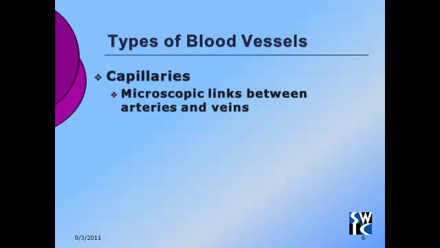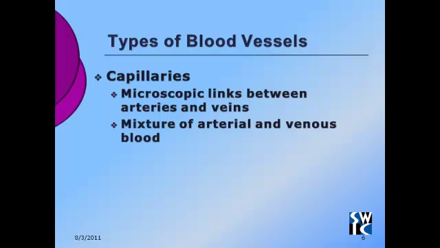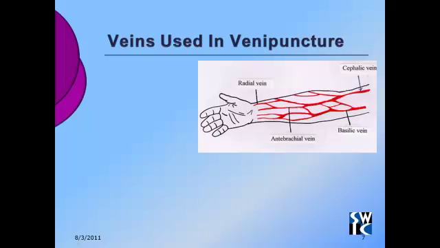Capillaries are the microscopic link between arteries and veins. Many capillaries are only wide enough for a single blood cell to pass through at a time. They contain a mixture of arterial and venous blood, and they are accessed by dermal puncture. In dermal puncture, we cut the skin and allow the blood to flow out.